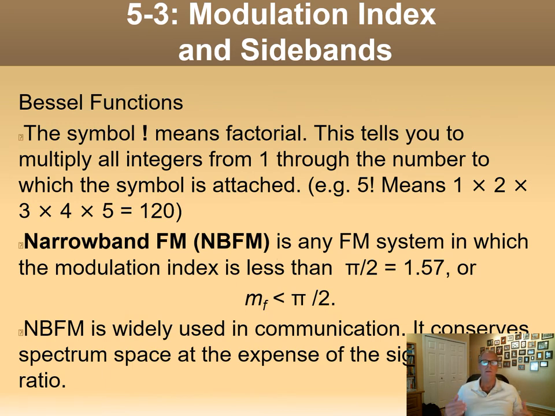Narrowband FM is the most common FM system that we use, and that's a modulation index which is less than pi over 2, or 1.57. It conserves spectrum space, with a little more signal to noise ratio, but not that much. So that's how we can fit all those stations on the FM band that we have, which goes from about 88 up to, I think, 107 megahertz, roughly, for our FM broadcast band.